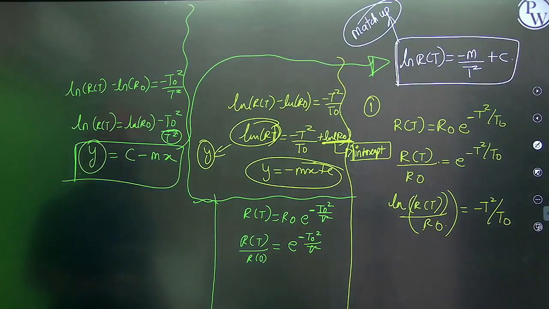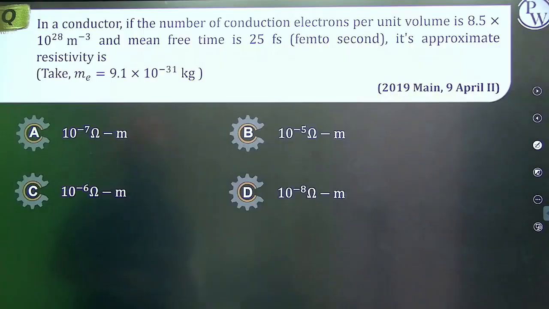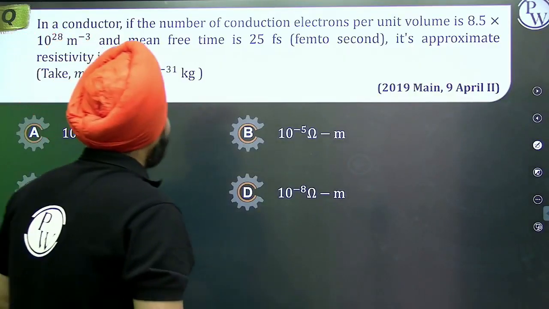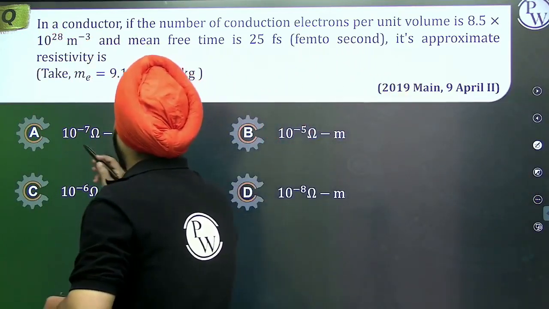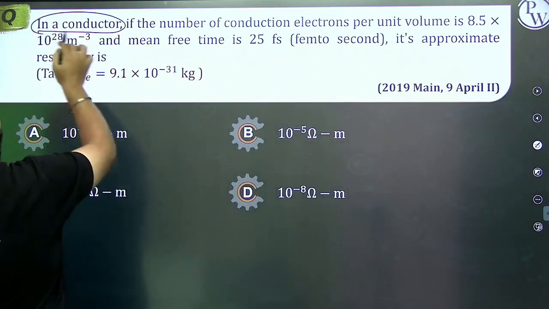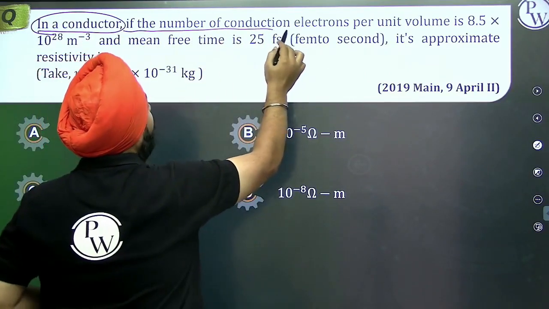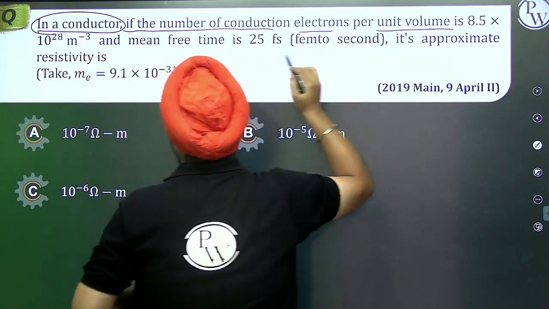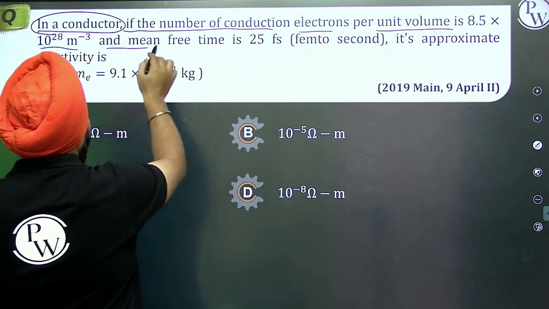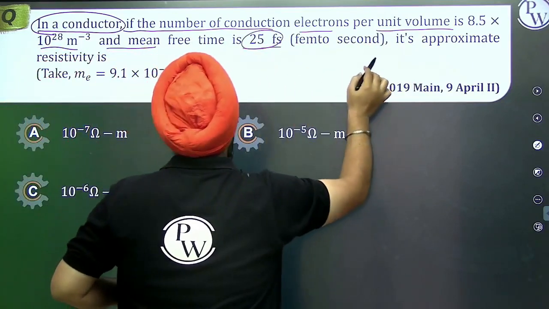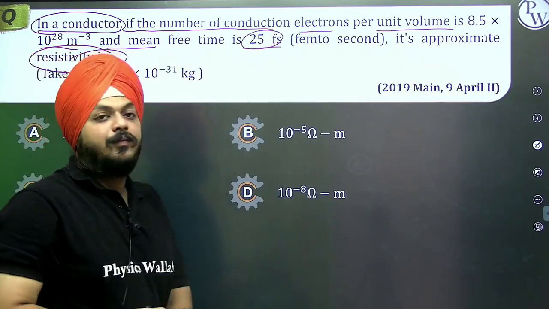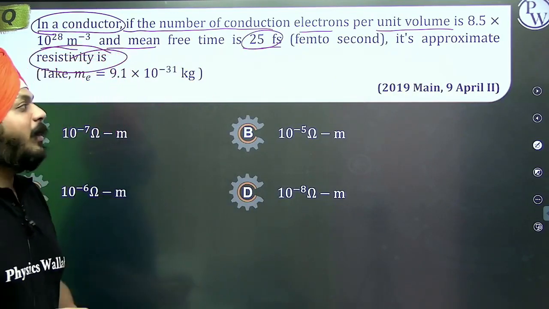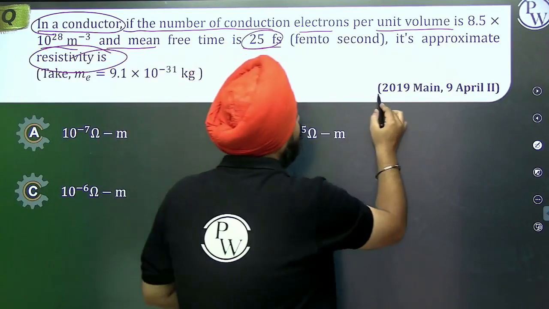Okay. Now let's move on to the next one. In a conductor, it is said that if the number of conduction electrons per unit volume is this and the mean free time is this, its approximate resistivity will be what? This is a direct formula that is coming up.